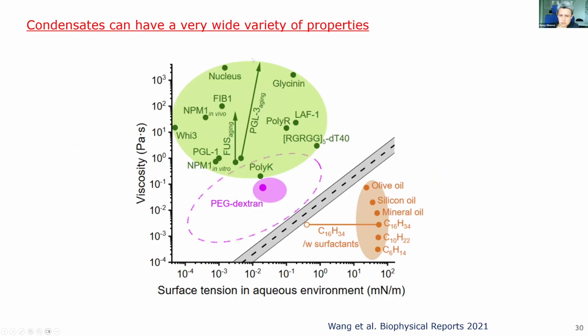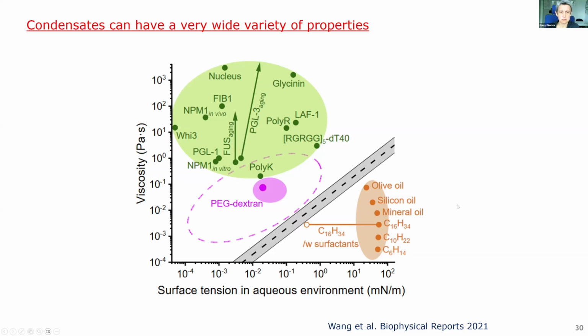And I like this plot from this paper because it shows you that depending on what you're working with, your system can be exhibiting very different viscosities. You see orders of magnitude here for this biological condensate. Here, data for the PEG-dextran system can be somewhere here, and also in terms of interfacial tension, again, you can have a very diverse, very large range of interfacial tensions.